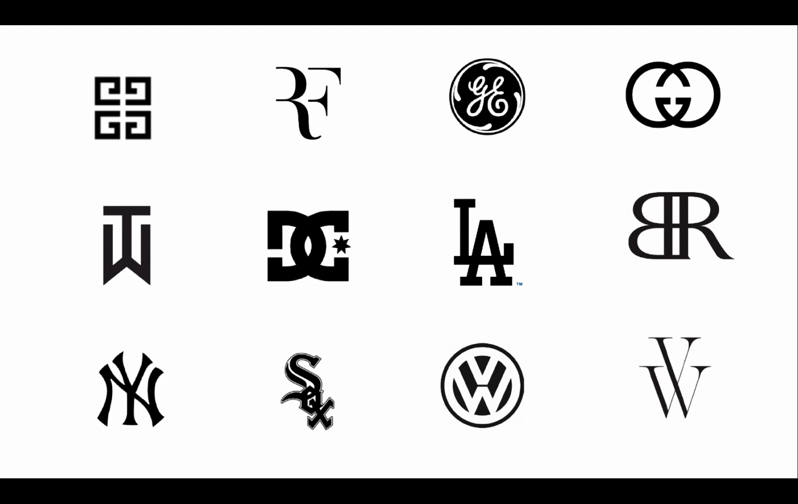We all know the Yankees, the White Sox, Volkswagen. Vera Wang, I thought, is really cool. Does anybody have VW initials? This is Banana Republic. You notice what they're doing here with the B. They've flipped it. They've reversed it, which is kind of cool. You can also do that. Gucci. Givenchy with the G's. I think that's really cool.